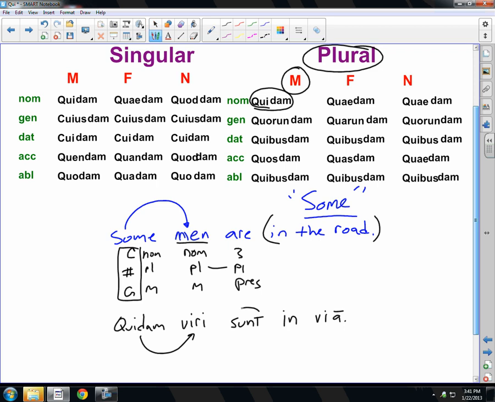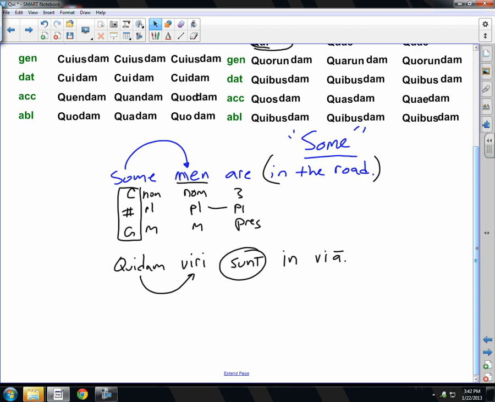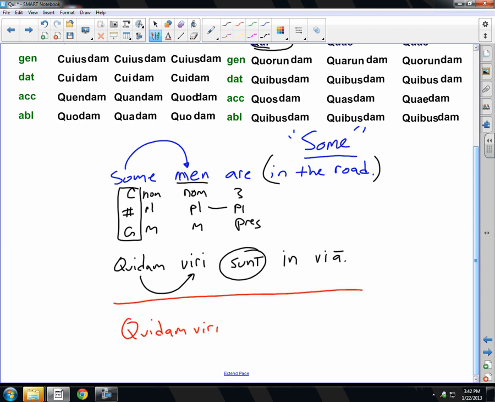Now, when I use a linking verb, it's not as important to put it at the end of the sentence or at the end of the clause. You can if you want. I always do it. But because it is linking two things together, a lot of times it's okay not to put it at the end. But I'm going to go ahead and do that. So I would put quidam in via sunt. And that would be how I would put that into Latin. So hopefully this helps you out with those QU words that have been bothering you.